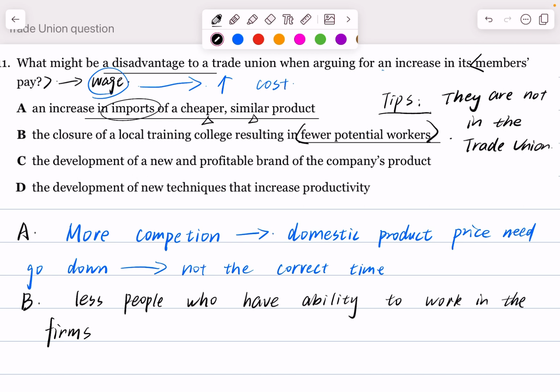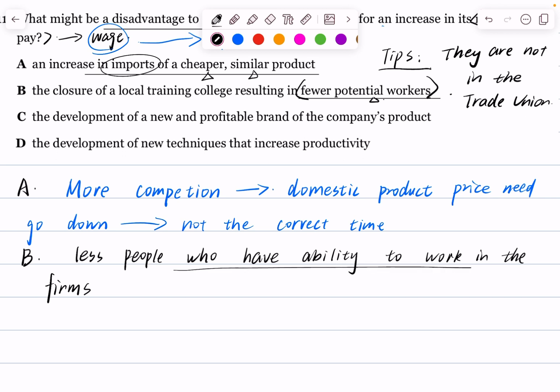When I first dealt with this question, I found that I didn't really have a good understanding of what potential workers are. I thought maybe that is the workers with higher skills, but I searched on the internet and found that I was truly wrong, as potential workers actually can be regarded as people who have the willingness to work in that kind of industry. So if fewer have the ability to work in firms, that will truly increase the bargaining power of the trade union.